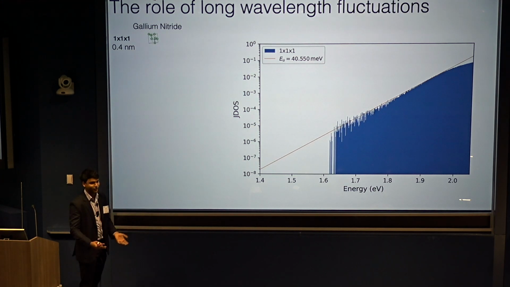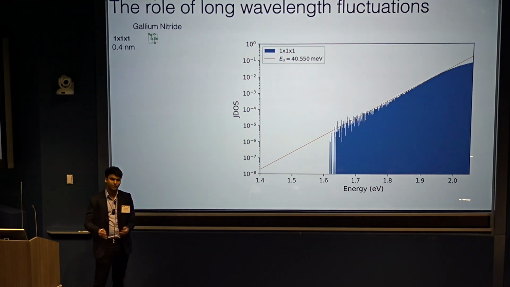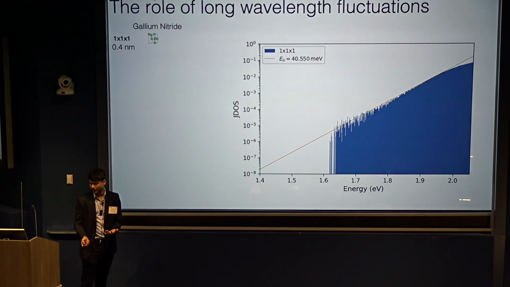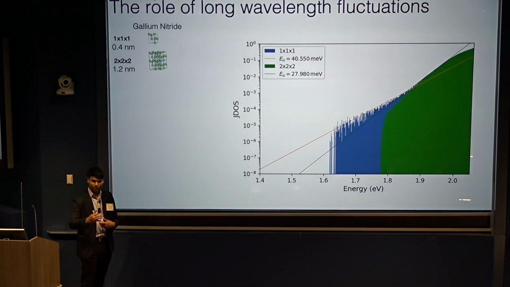For example, acoustic phonons. If you move every single unit cell the same way, you've just moved your whole system. So of course, you need to have a finite wavelength to these phonons. So that's another question that we were able to answer, where this is the Urbach tail you get for the unit cell of gallium nitride. If you double it to capture longer wavelength fluctuations, the Urbach tail changes substantially.